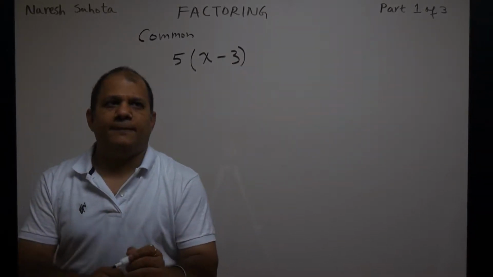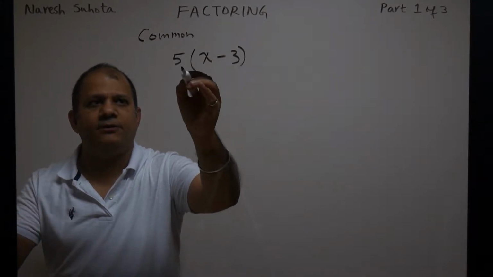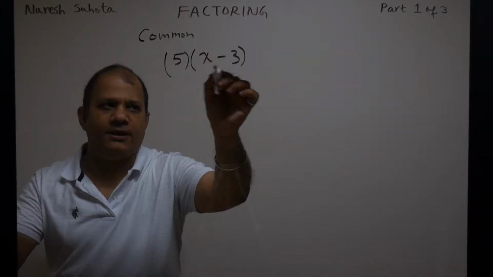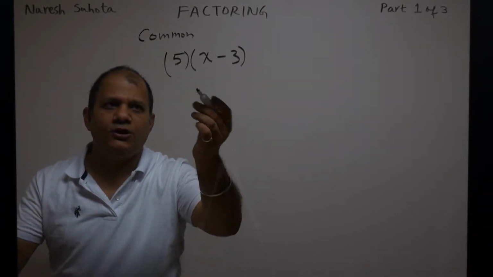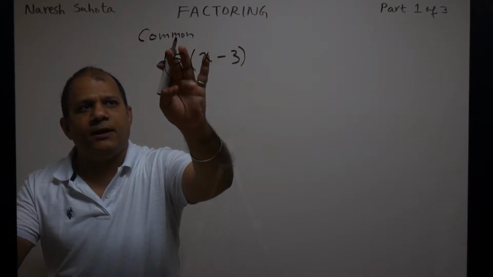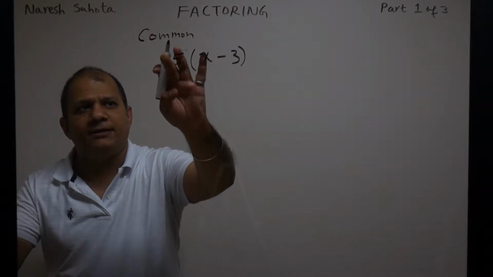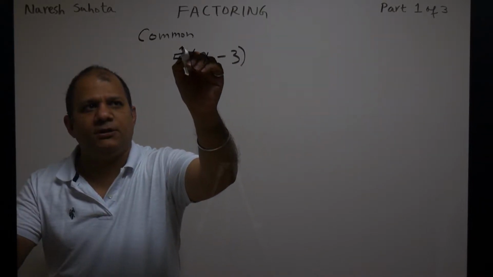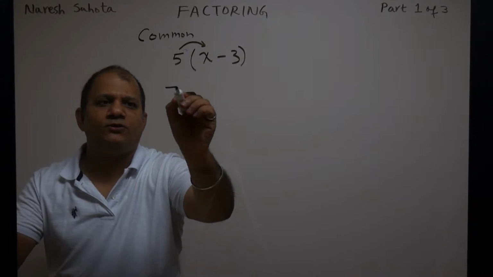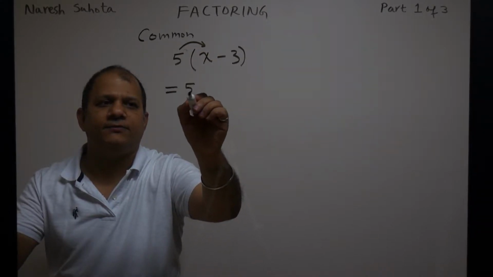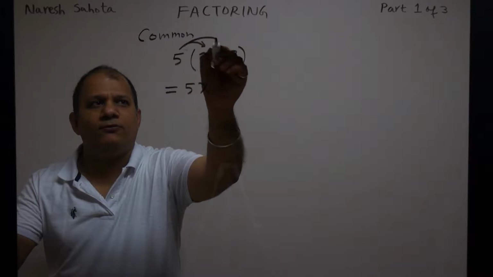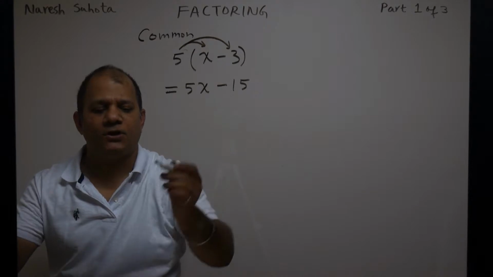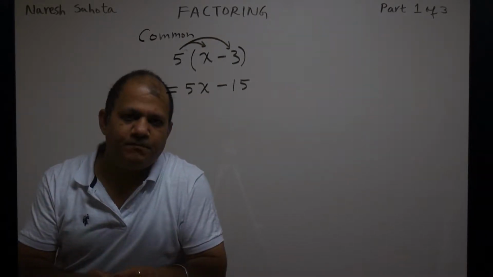So how do we multiply this out? We have a multiple of 5, right? So 5 is one factor, and then x minus 3 is another factor. So we're multiplying. Now what this means is that the 5 gets multiplied with each and every term that's inside the bracket. So let's multiply 5 in x. So 5 times x is 5x. And then what about 5 times negative 3? That is negative 15. So this is how we multiply.